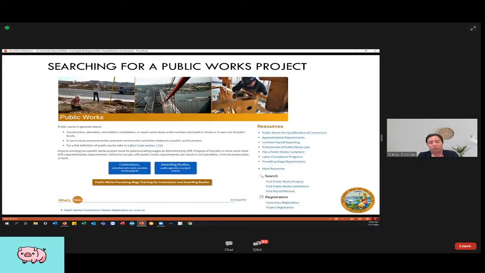Once you're done registering your project, it will automatically be assigned a project registration ID number. And this is the number that you're going to be providing contractors so that they can file their electronic certified payroll records. You can search your project registration by clicking on Find Public Works Projects on the right-hand side. Next, please.